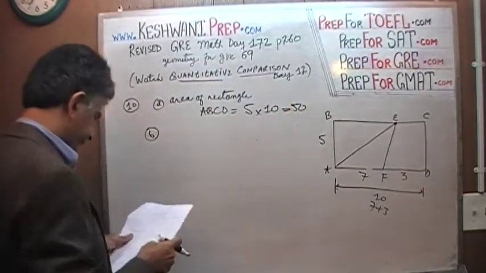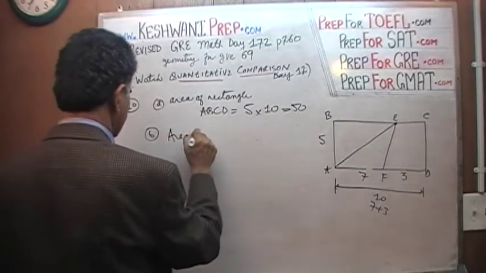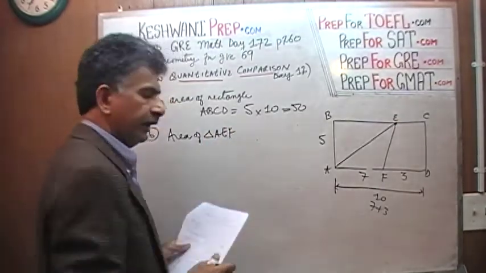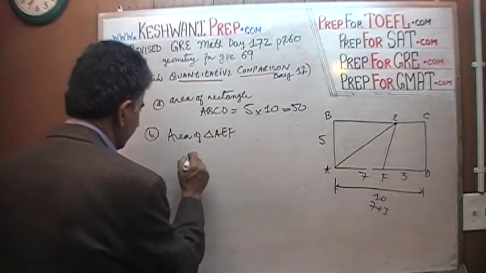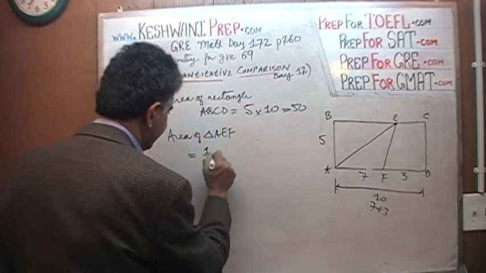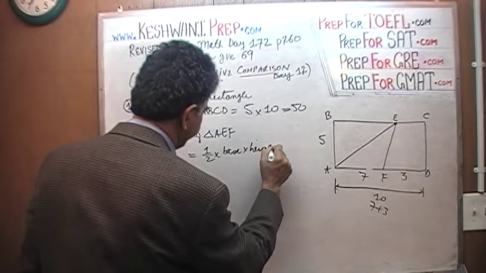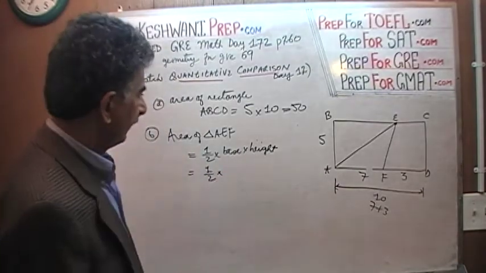B. This is a prickly part, area of triangle AEF. Of course we know that area of a triangle is 1/2 base times height. 1/2 base. Where is AEF?